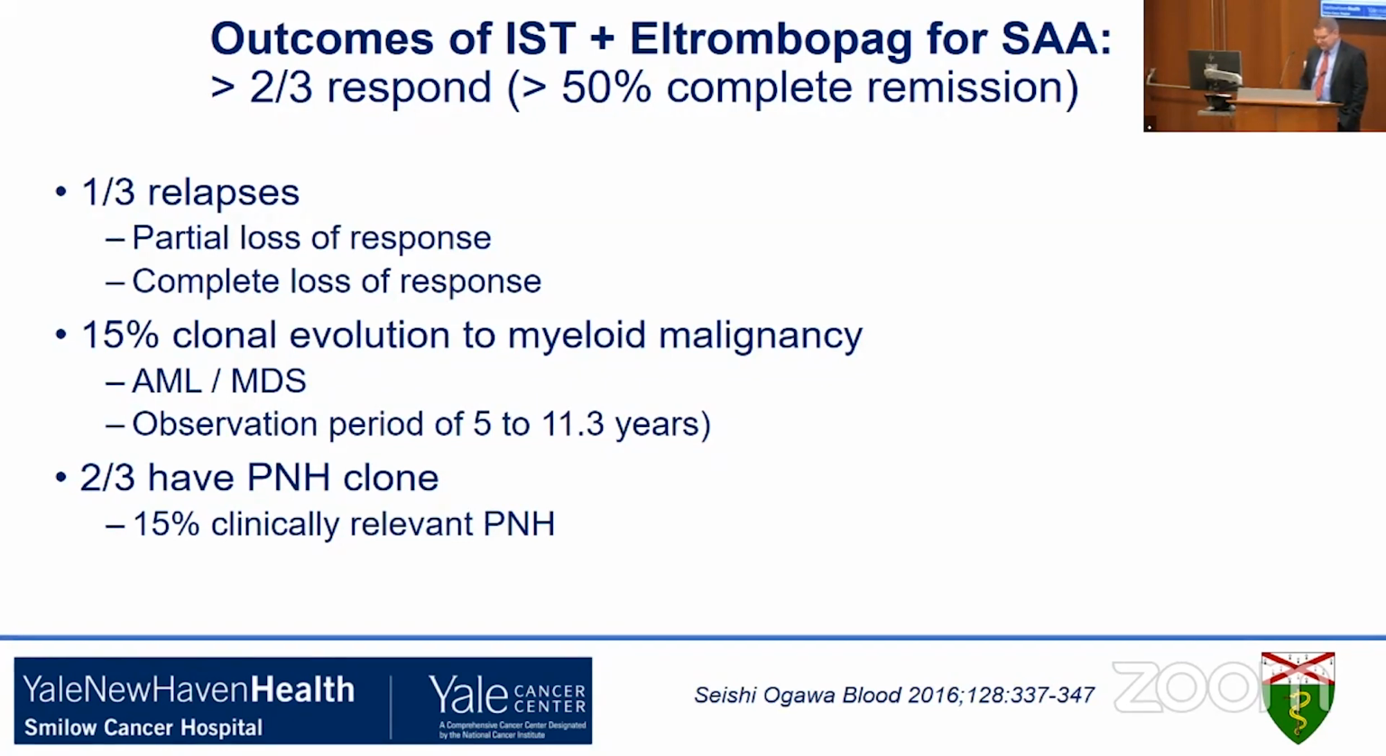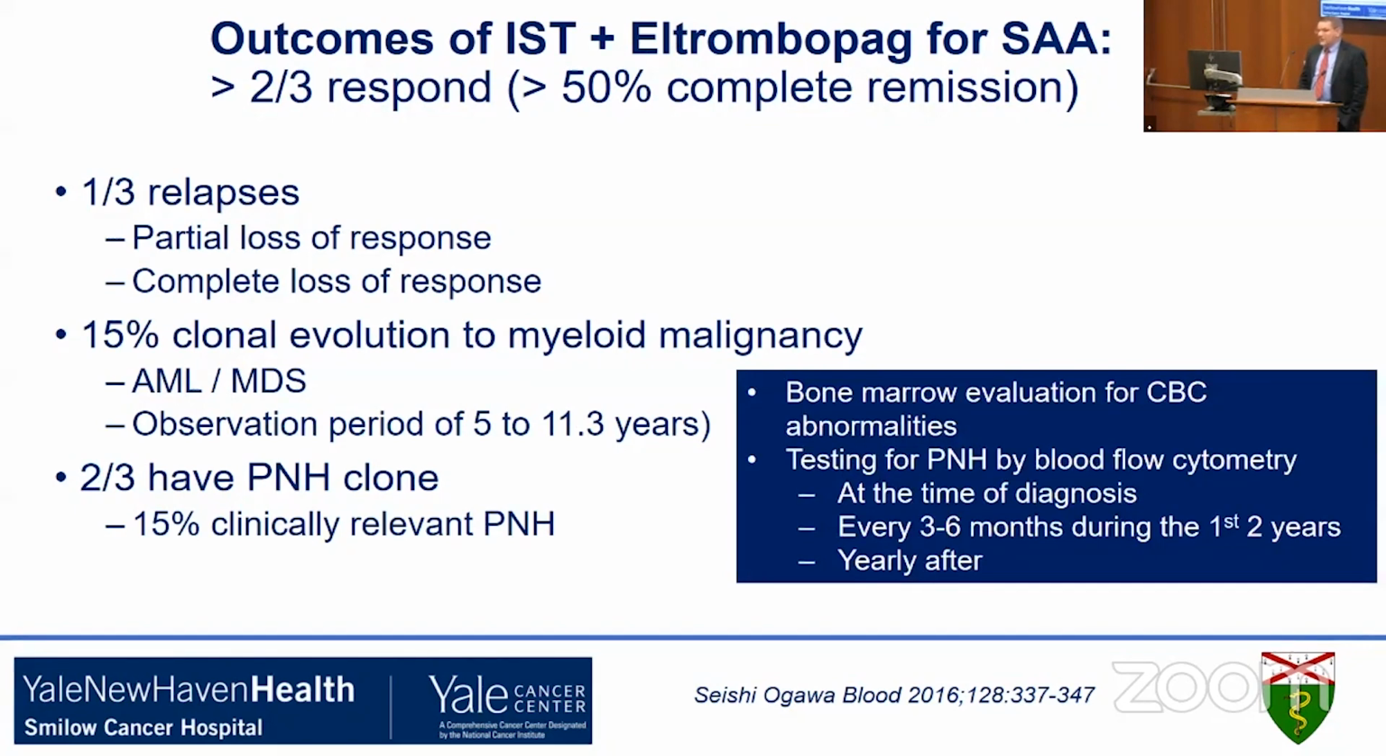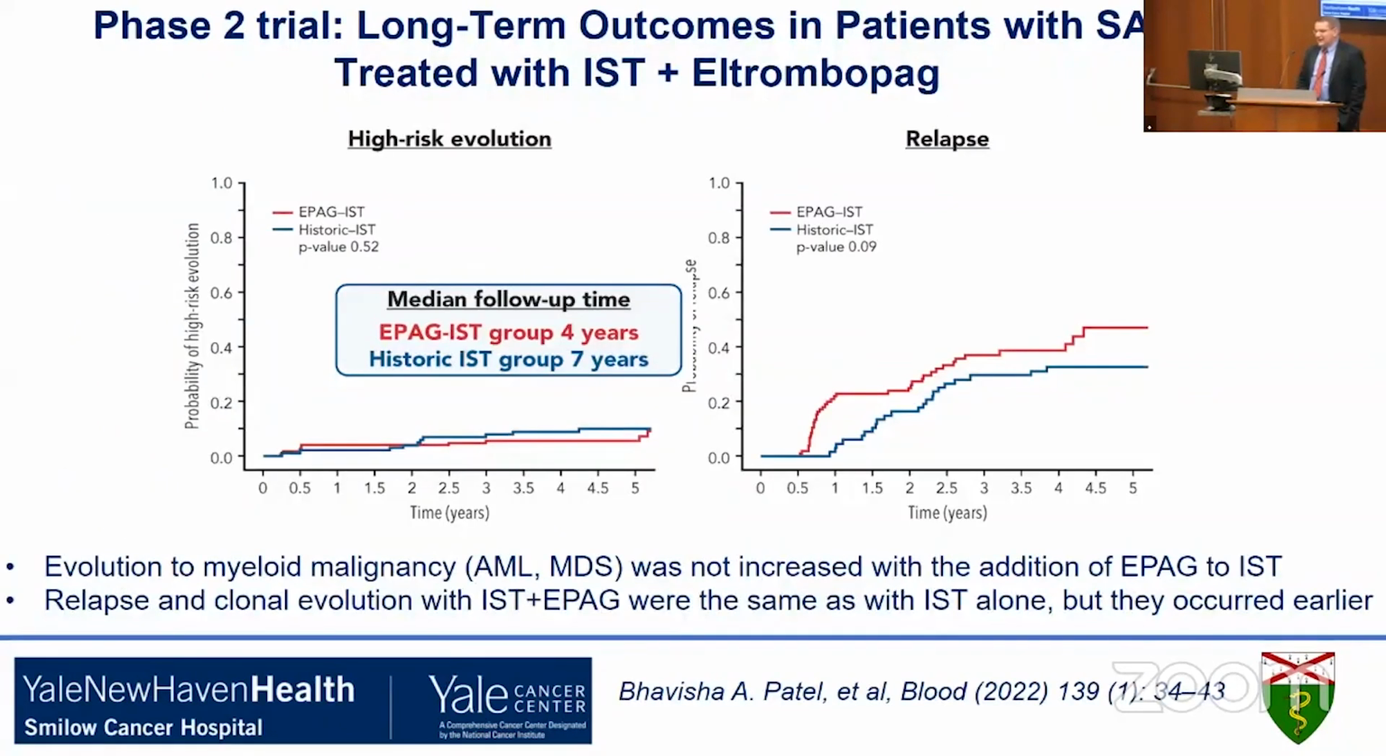requiring separate treatment. So what happens to patients? We continue to follow them after they respond to make sure we can address those issues when they appear. And bone marrow is performed when blood counts decrease. We are following PNH clone by flow cytometry, testing them at the time of diagnosis, and then every 3 to 6 months during the first 2 years, and then yearly thereafter. So this is the long-term study follow-up for those NIH patients who had great response with a combination treatment.